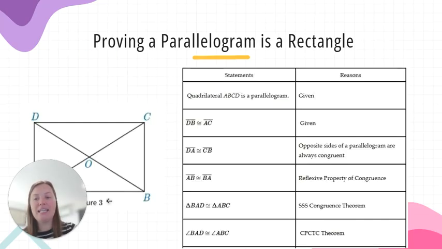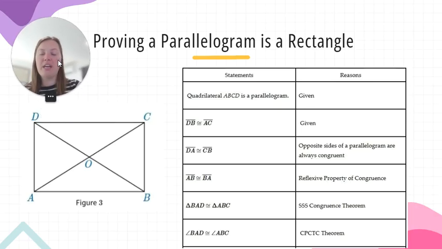Let's look at our proof in proving that parallelograms have congruent diagonals. Now, this proof is in your book. We're just going to go through and talk about it, see what's being applied, and make sure we understand all of the parts.